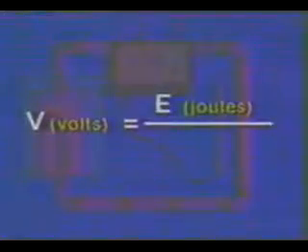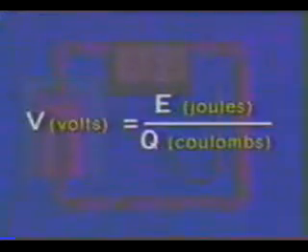The potential difference between the 2 points is simply the number of joules transformed as the charge flows from one point to another, divided by the number of coulombs of charge involved.